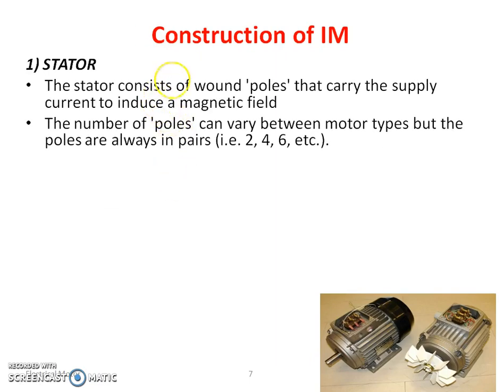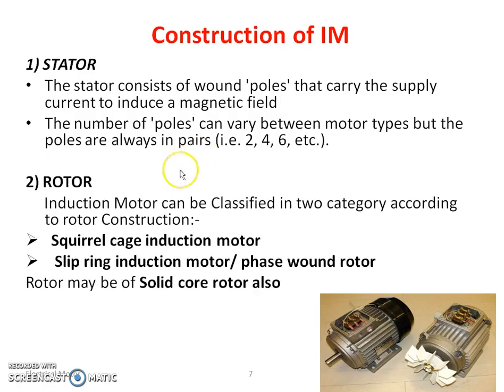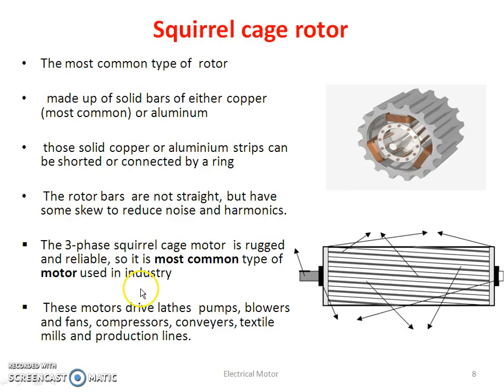So the stator consists of winding to which supply is given. When supply is given, it produces the poles. Now this number of poles may vary in motor types, but they are always in pairs, that is 2, 4, 6. It depends on the speed desired. Rotor. Induction motors can be classified as per the rotor construction, that is squirrel cage induction motor or slip ring induction motor. Rotor may be of solid core rotor also.